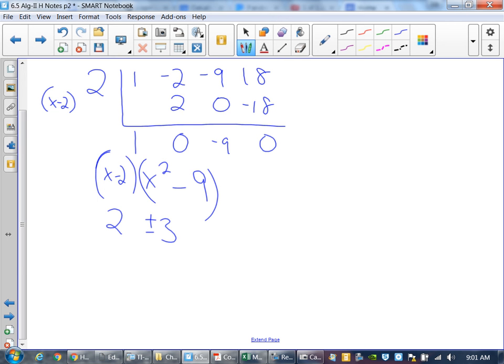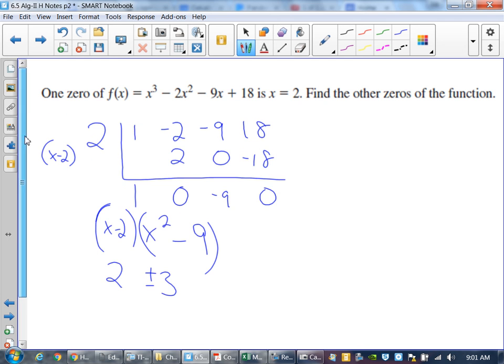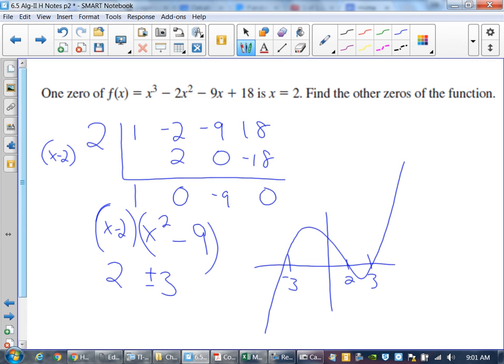What are your tails doing on this one? Up, up, yeah. Down, up. Their tails are down, up. Here's -3, 2, and 3, which means it's doing this. Rough sketch of the graph would look like that. Remembering your dances.